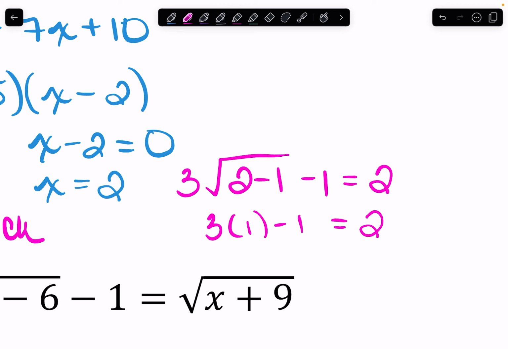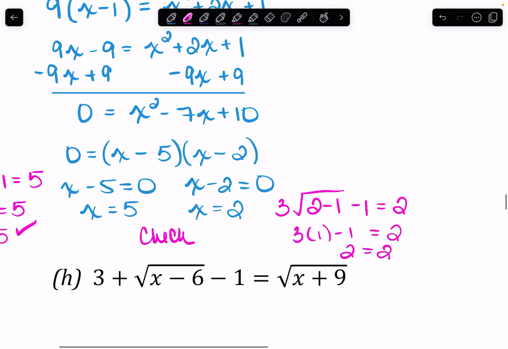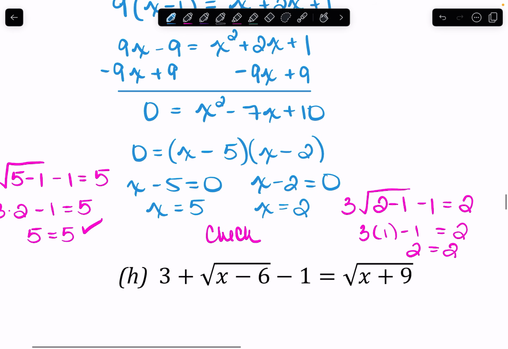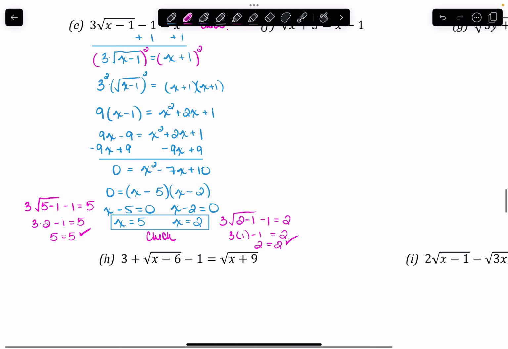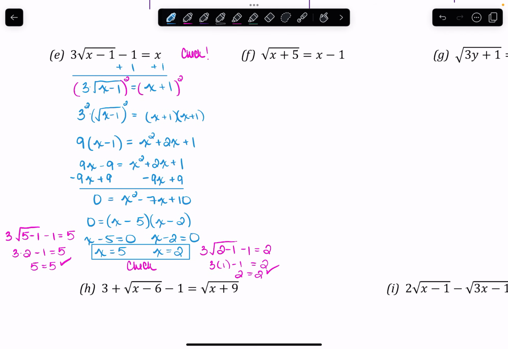All right, 3 times 1 is 3, minus 1, 2. All right, they are both valid, so we do keep both answers here. Sometimes you'll keep one and not one. Sometimes you'll keep both. It can be a variety of combinations, but make sure you check them when they're square roots. All right, next one.